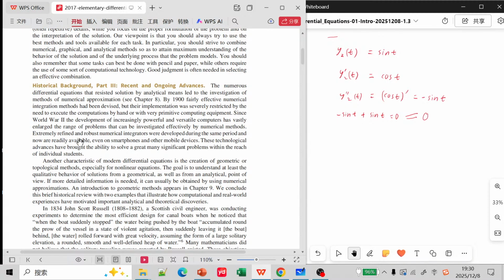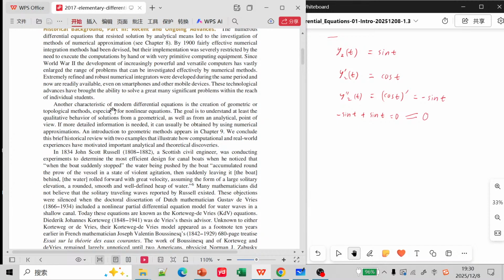Extremely refined and robust numerical integrators were developed during the same period and now are readily available even on smartphones and other mobile devices. These technological advances have brought the ability to solve a great many significant problems within the reach of individual students.